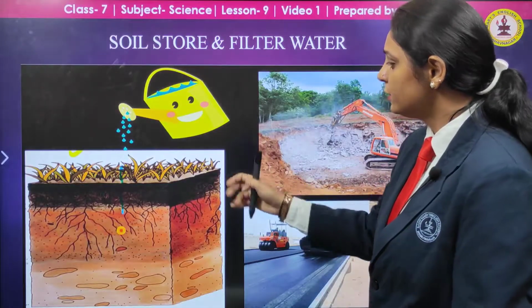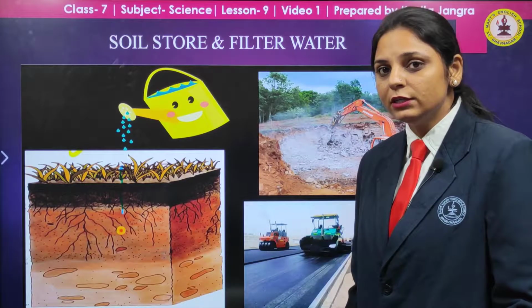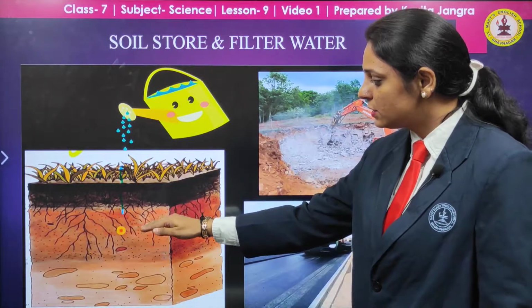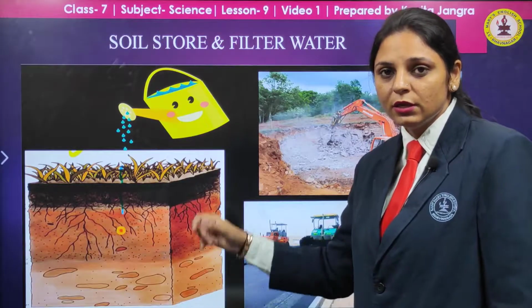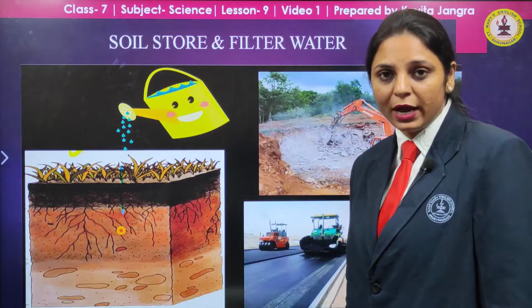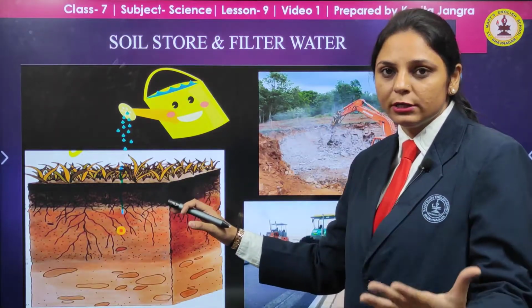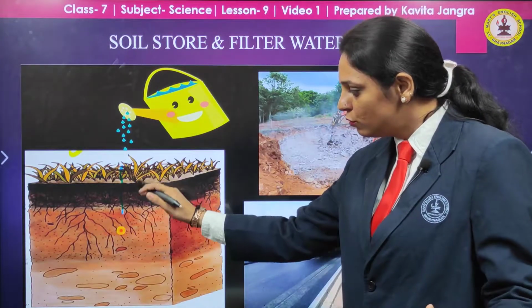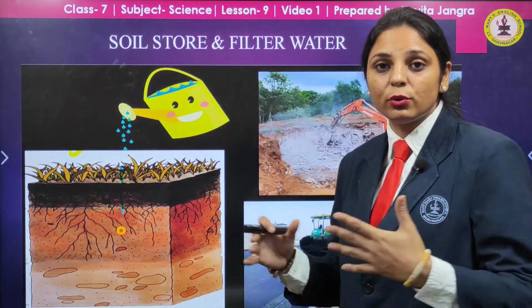It stores the water and it also filters. Did you know how it filters? The soil consists of different layers, different horizons. The different layers are named different horizons. Why? Because the upper part, if you observe, is a little bit porous. As you move down in the downward direction, the soil texture is totally different.